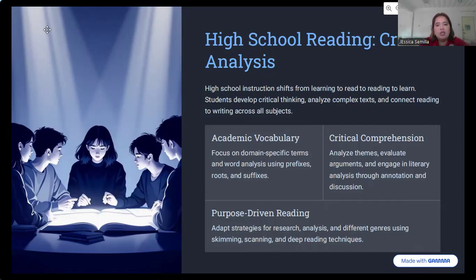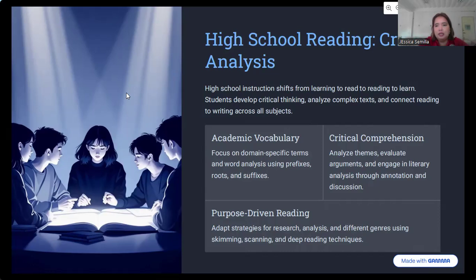And they should already be in terms of purpose-driven reading, meaning they can adapt strategies for research, analysis, and different genres using skimming, scanning, and deep reading techniques. And you need to learn how to teach that to our dear students, because now that you're in college, most of you are already reading books and you need to read them in one sitting. So how can you teach our learners to read by skimming and scanning, and therefore comprehend in a short time?